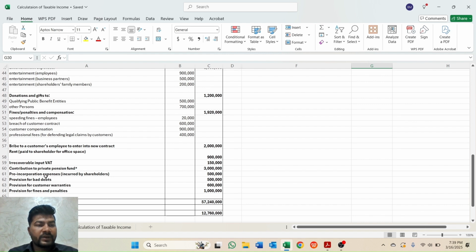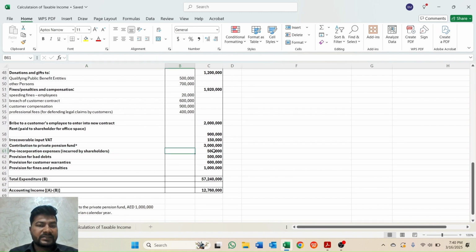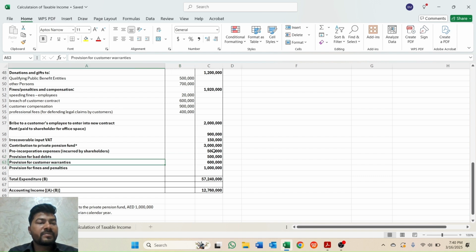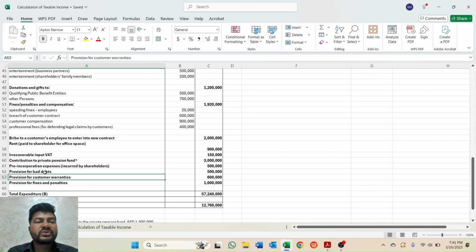Now let's come to the point, pre-incorporation expenses incurred by the shareholder. This is totally allowed, so it does not need any adjustment. Provision for bad debt, this is again totally allowed. It does not need any adjustment. Now provision for customers warranty, this is business expenditure and totally allowed for corporate tax, so we will not do any adjustment.